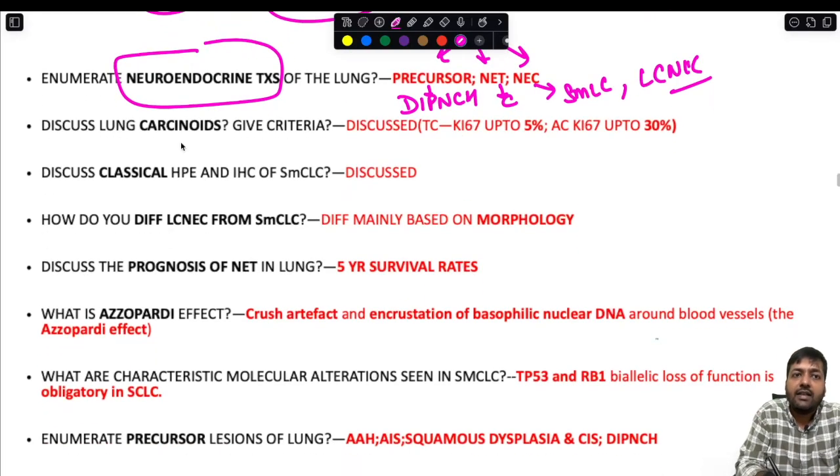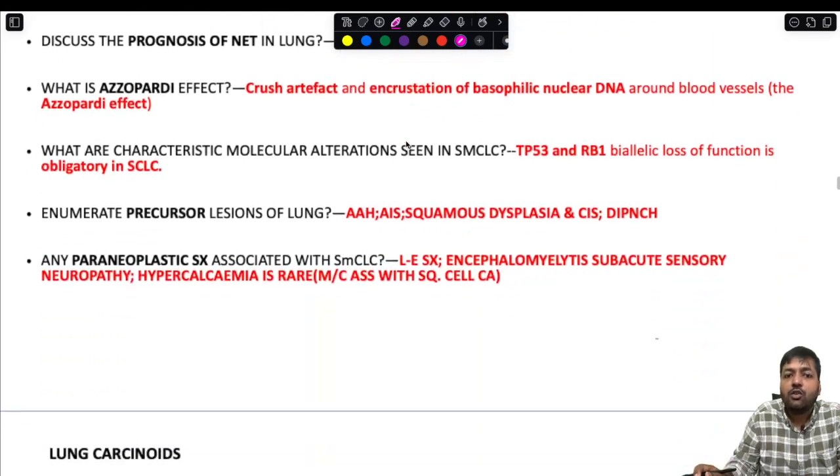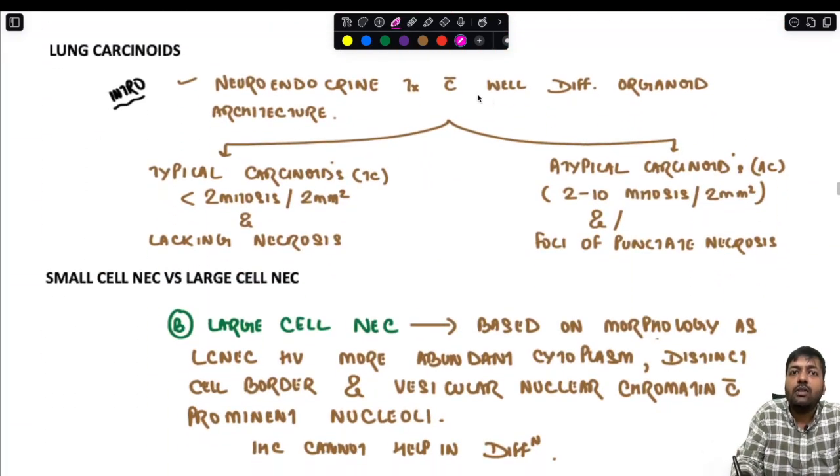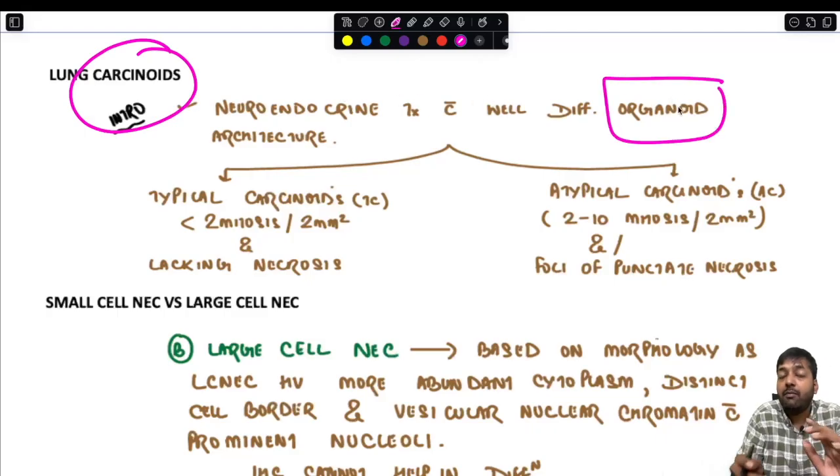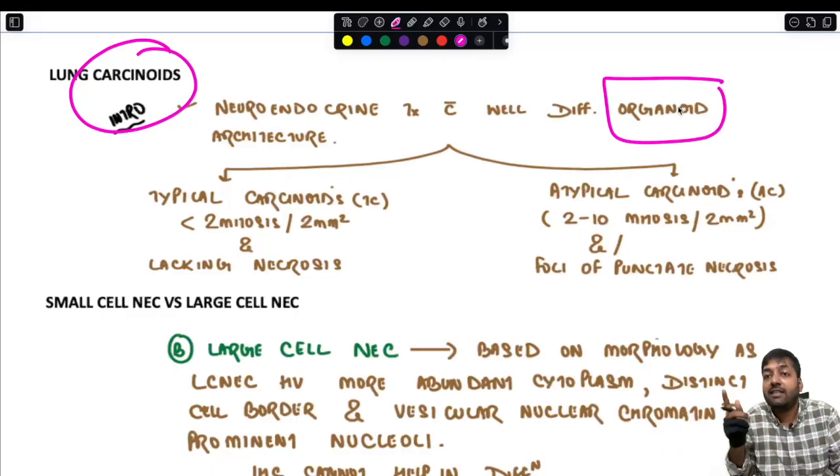Now discuss the lung carcinoid. There are two types of lung carcinoid: the typical and the atypical. What is the criteria? These are neuroendocrine tumors with a well differentiated organoid pattern. Remember, the only neuroendocrine tumor of the lung which does not have an organoid pattern is small cell carcinoma of the lung. All the rest have an organoid architecture.